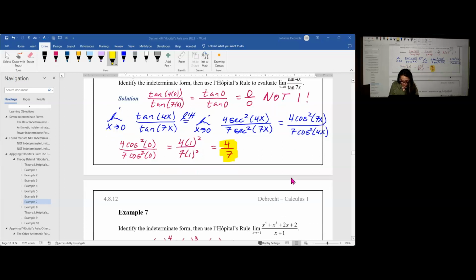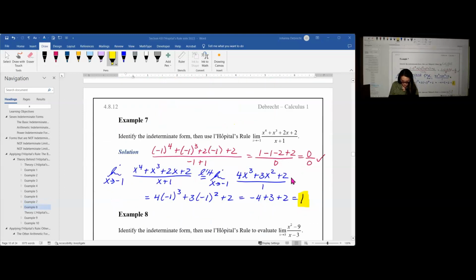Looking now at example 7, we have the ratio of two polynomials. You must go ahead and substitute the value that the limit is approaching, -1, first. When you do that, notice that you do get indeterminate basic 0 over 0 form. And because of that, you can apply L'Hopital's rule.